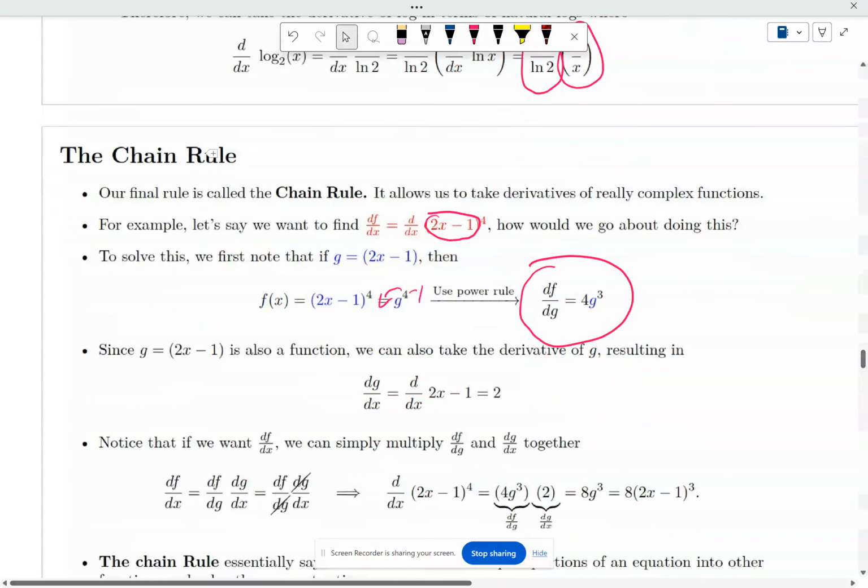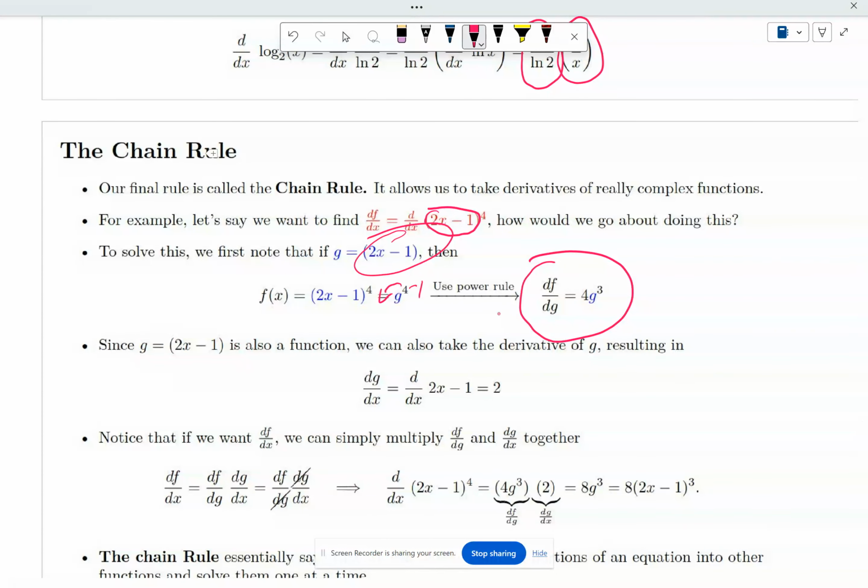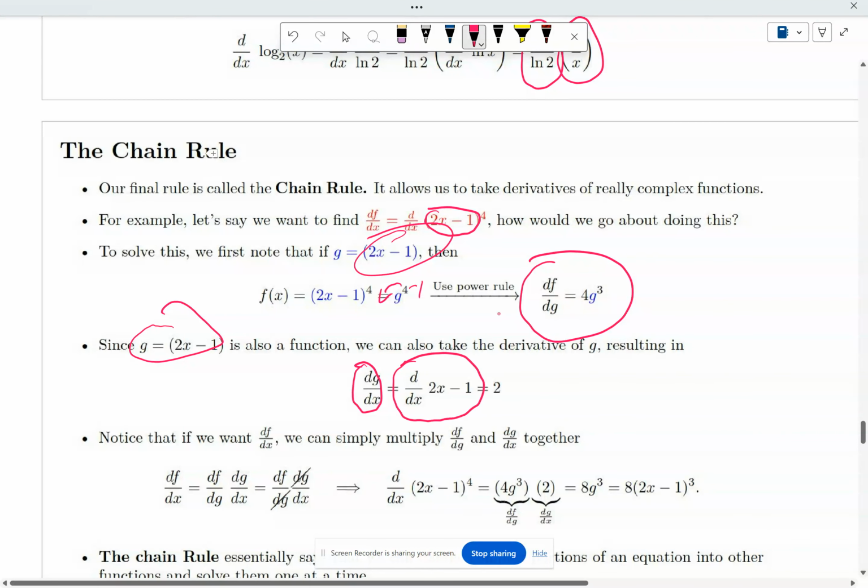And g is also a function, right? We just said g is a function. And therefore, we can also take the derivative of g with respect to x. So this is g. So what if we take the derivative of g with respect to x? Well, that's also pretty easy to solve. This right here is just using the power rule. This is just equal to 2.